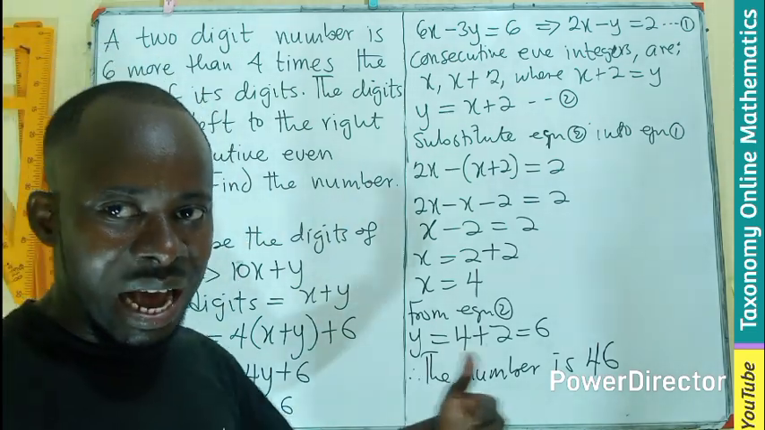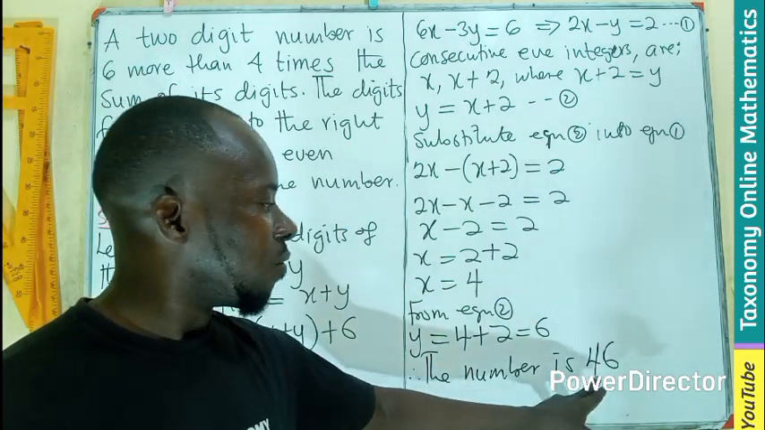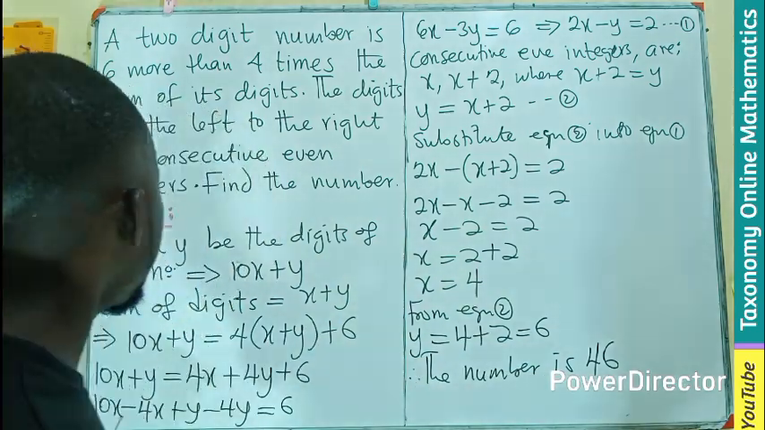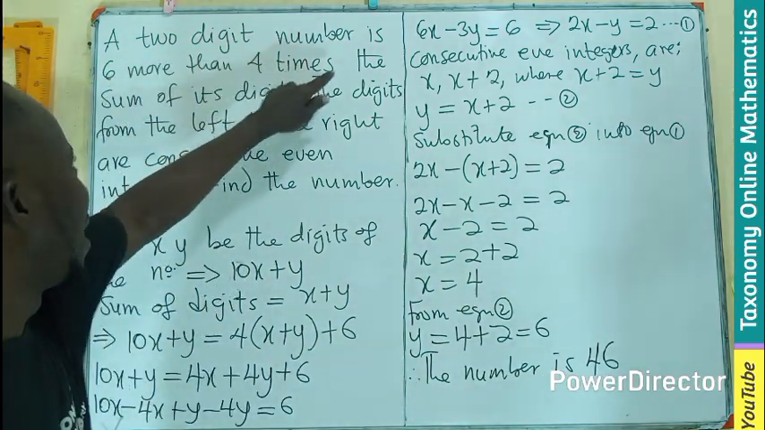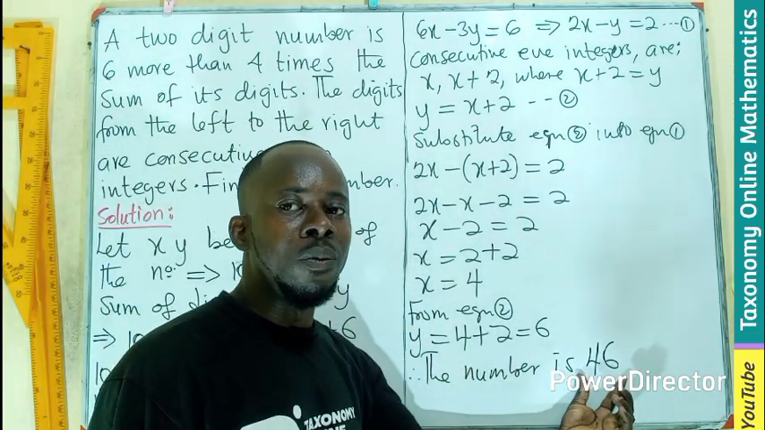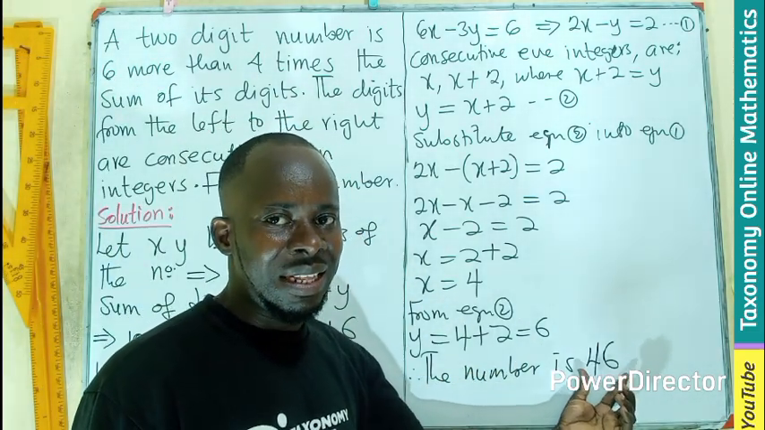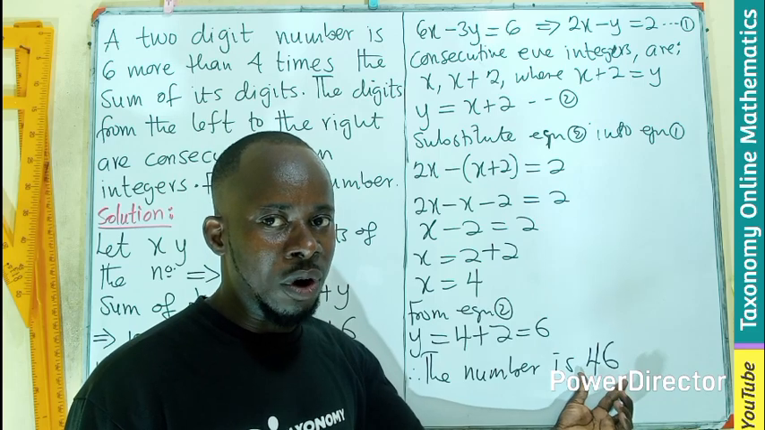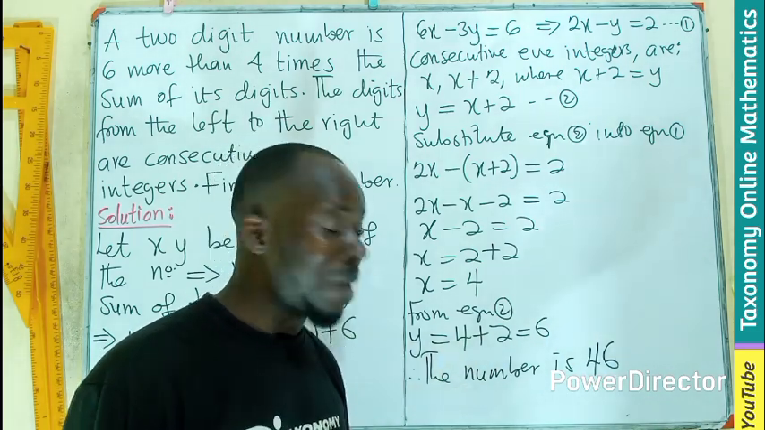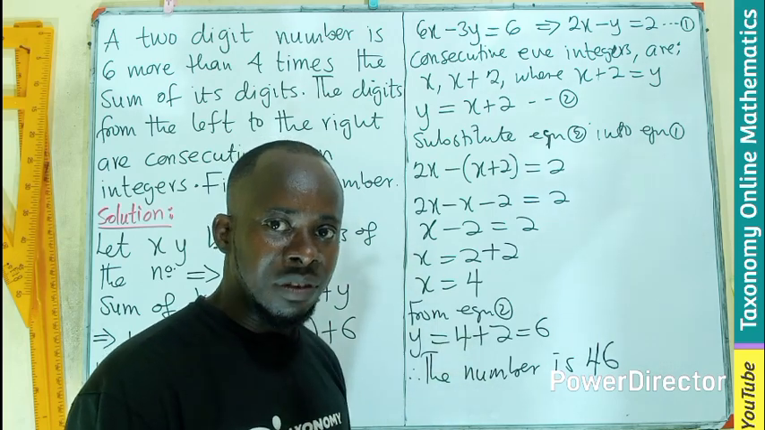You can see they are consecutive even numbers. From 4, we get to 6. That is the second aspect. The first aspect of the number is what? 6 more than 4 times the sum. What is the sum of this? 10. 10 times 4, 40, plus 6, 46. So that is the number we are looking for, by check. I guess the concept is clear.